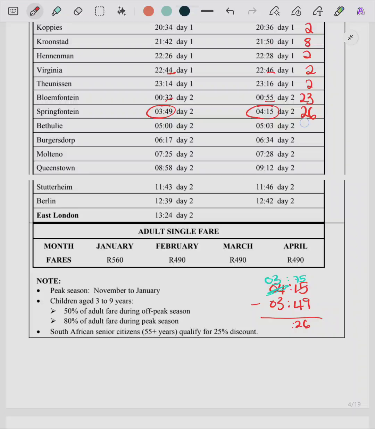5 o'clock to 3 minutes past 5 is 3 minutes. 6:17 to 6:34 is going to be 17 minutes. 25 to 28 is 3 minutes. 58 to 12, again, you might need to do a subtraction for this, but it's going to be 14. 43 to 46 is 3. 39 to 42 is 3. And then we've arrived in East London, so there's no more stops at that point.